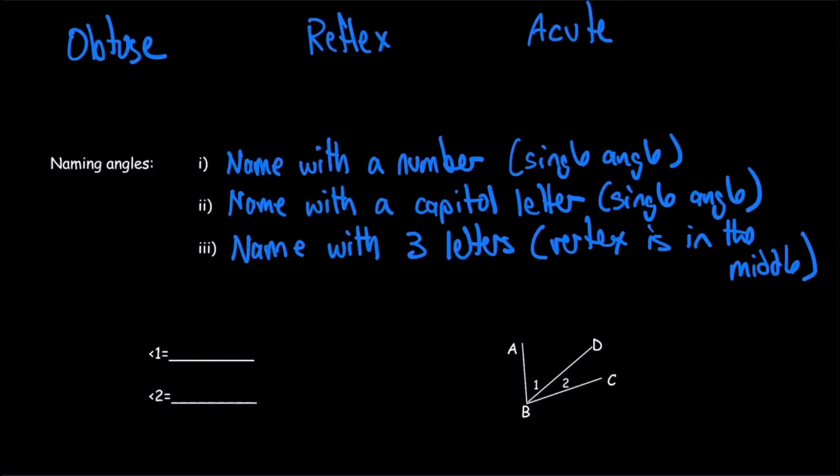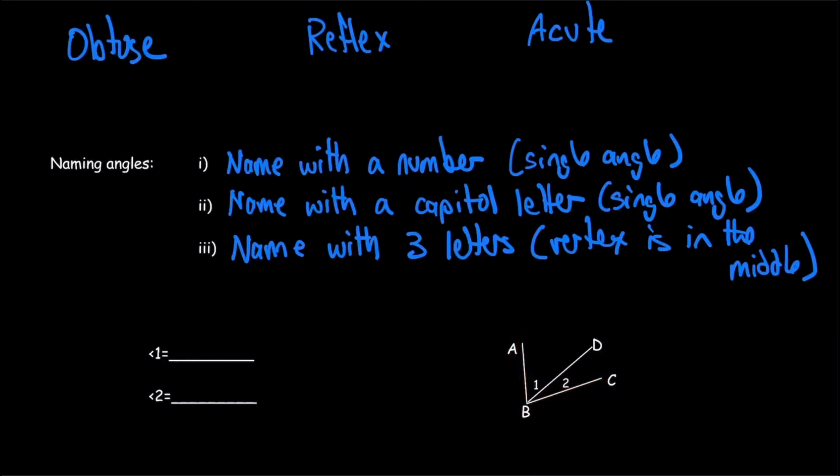Okay, so in this diagram here, there are actually three angles. There's this angle I'm highlighting, there's one. There's this angle I'm highlighting, there's two. And there's this angle I'm highlighting, there's three. So there's actually three angles there.